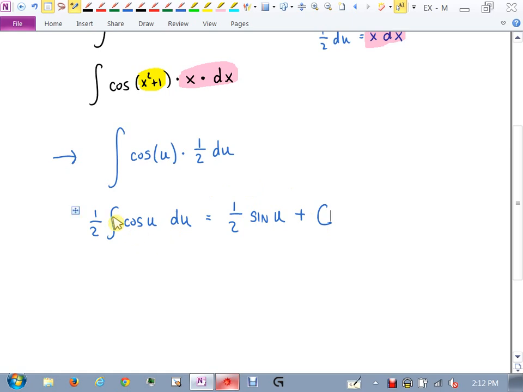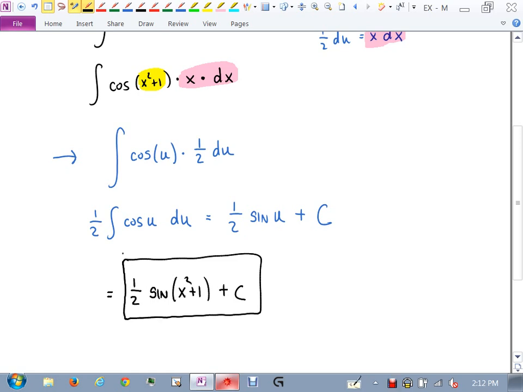Antiderivative of cosine, right? Integral sign goes away. Antiderivative of cosine u is sine u. 1/2's out front, plus our constant of integration. And now replace u now with what u is. What's u? So 1/2 sine x squared plus 1 plus a c.